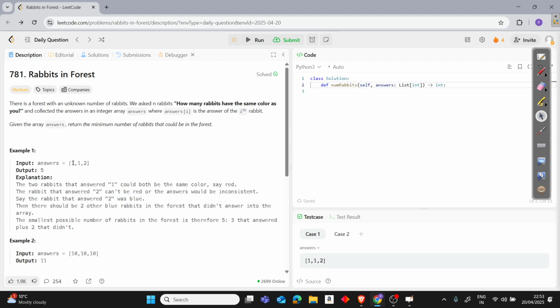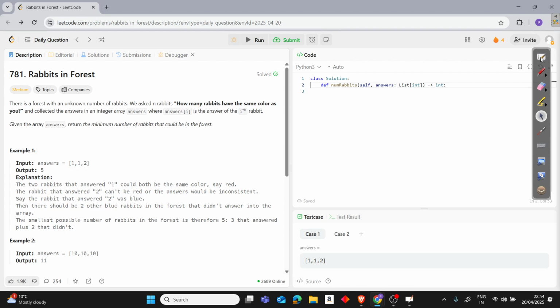So for example, we went to the first rabbit and we asked him. He said one. So it means there is one other rabbit which has the same color. And at the end, what we have to do is return the minimum number of rabbits that could be there in the forest. So we have to return the minimum.